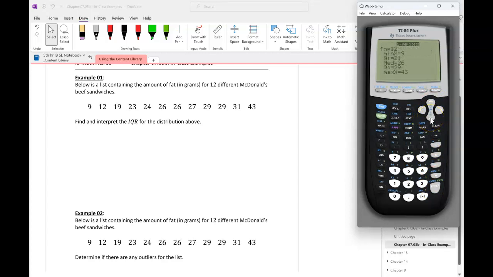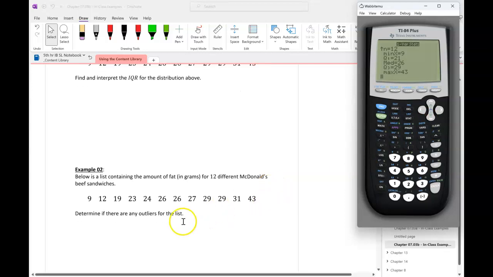So in this case, that IQR is 29 minus 21, which is 8. Determine if there's any outliers. So I would do 26, the median, plus the IQR, which is 8. 26 plus 8 is 34. So that's the 43 is an outlier.